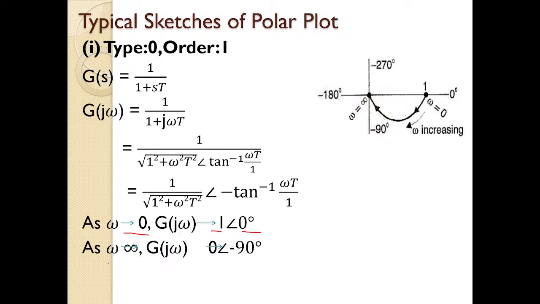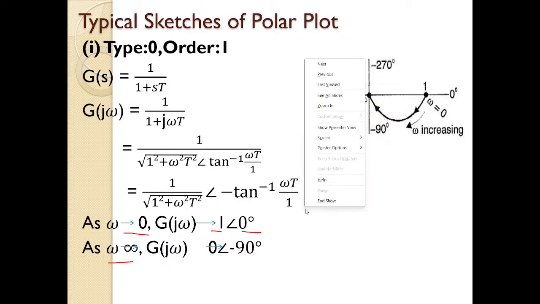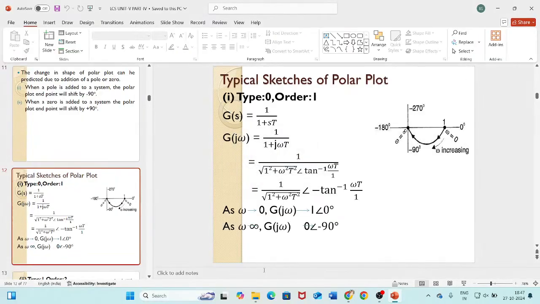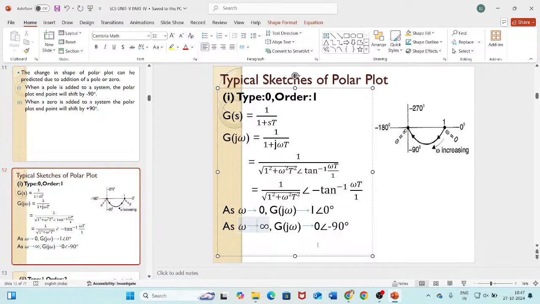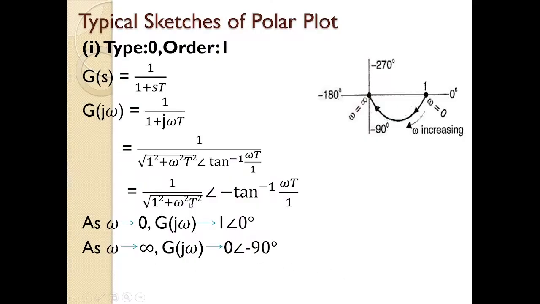Now when omega tends to infinity, substitute infinity here. Anything plus infinity will be infinity. 1 by infinity, you will get 0. Magnitude is how much? Magnitude is 0. And what about the phase angle? Tan inverse of infinity is nothing but minus 90, because minus tan inverse of infinity is there.